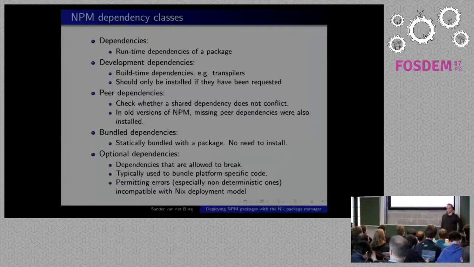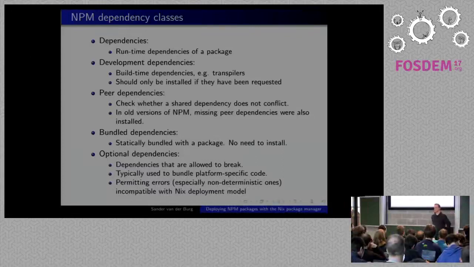NPM also has peer dependencies. That's basically used as a conflict resolution mechanism, but the NPM authors don't seem to know themselves what it's supposed to mean, because in older versions peer dependencies were automatically installed, but later they changed this behavior to purely a check. So you also have to cope with that difference in generating an expression, for example.